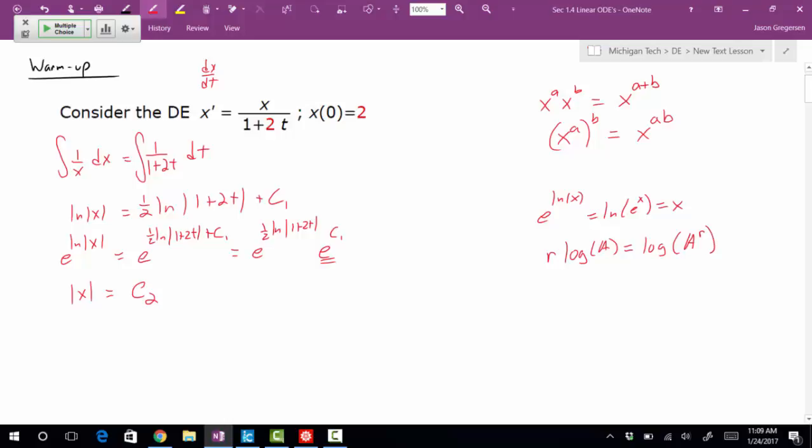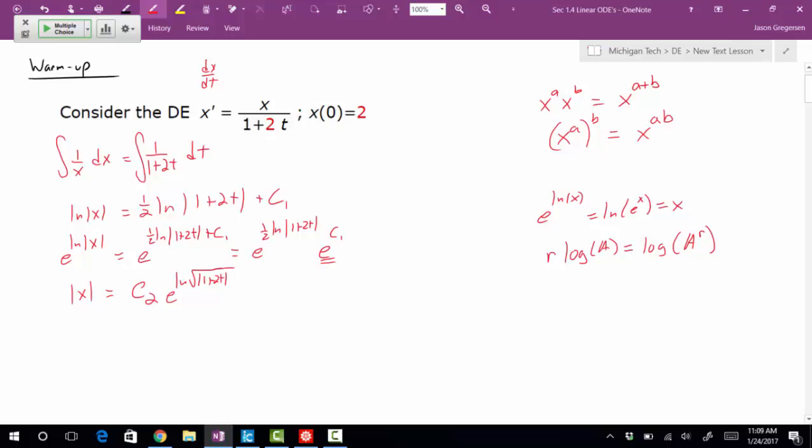Okay? That is a property we're going to need. It tells me those factors in front of a log can be rewritten as the power of the argument of the log. So, applying that here, this is e to the natural log of the square root of the absolute value of 1 plus 2t.